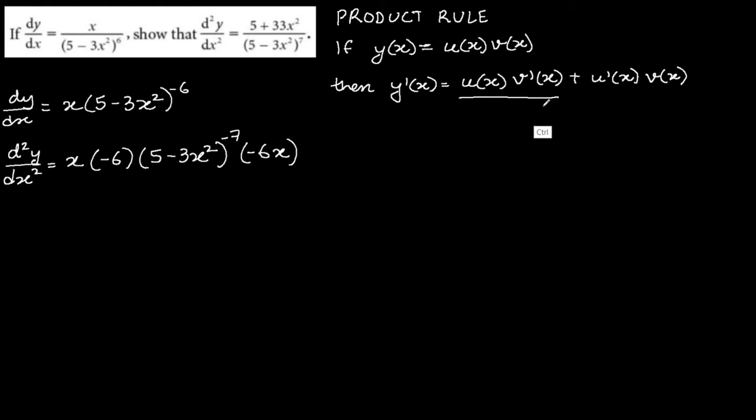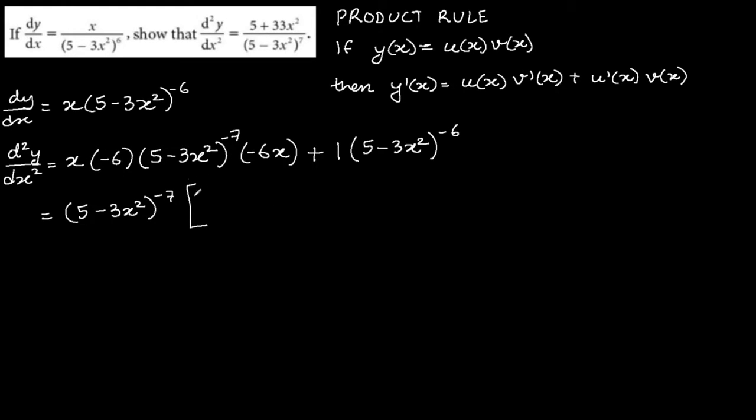Now we've finished writing down this bit. Now we can add on to that u dash of x, which is just going to be 1 times this function here, 5 minus 3x squared to the negative 6. Let's tidy this up now. If we take out a factor of 5 minus 3x squared to the negative 7, then inside this bracket I'm going to have negative 6x times negative 6x, which is 36x squared. And to get this, I will have to multiply this by 5 minus 3x squared. So I will add on 5 minus 3x squared.